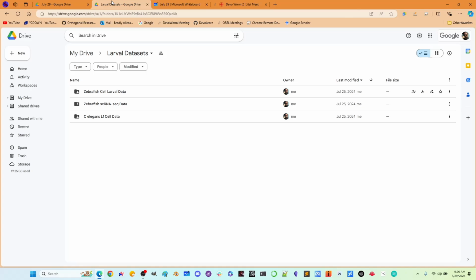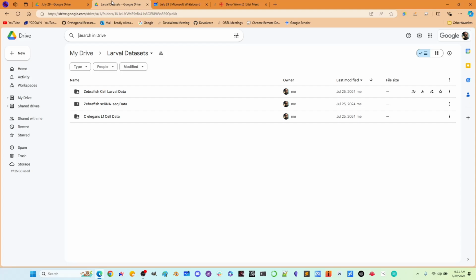So the first thing we have are these larval data sets. In last week's meeting we talked about larval stages for different organisms. Of course, we have larval stages in C. elegans. We have larval stages in other organisms. And we have some zebrafish larval data that we've been working with for a couple of years in the group. And we have some of those analyses published, at least in one paper.